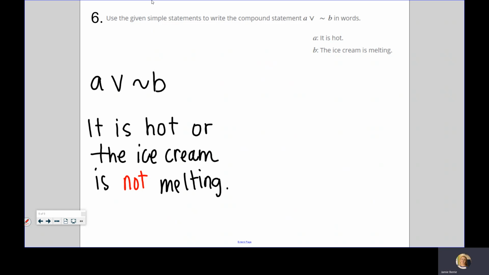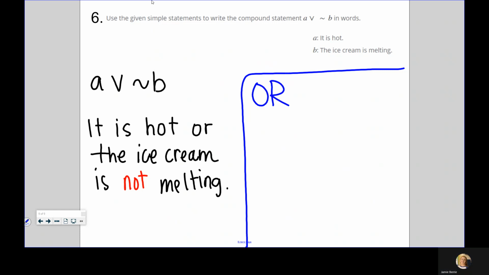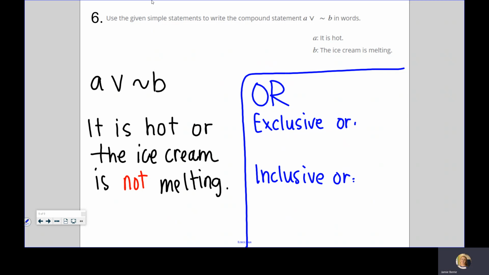All right, so let me come over here and talk about the word or. The word or can mean two different things. The fancy name for it is, there's what we call an exclusive or, and an inclusive or. In this class, we will always use the inclusive or. So this is the one that we will always use in this class.